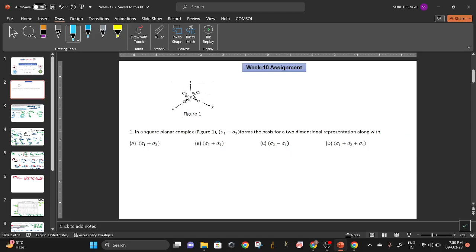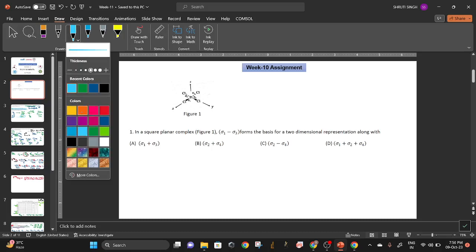In a square planar complex given in this figure, we have the PtCl4 molecule. Sigma 1 minus sigma 3 forms the basis for a two-dimensional representation along with what? If you have watched the lecture, you can answer this. This exact question has been solved in class. So let's see.